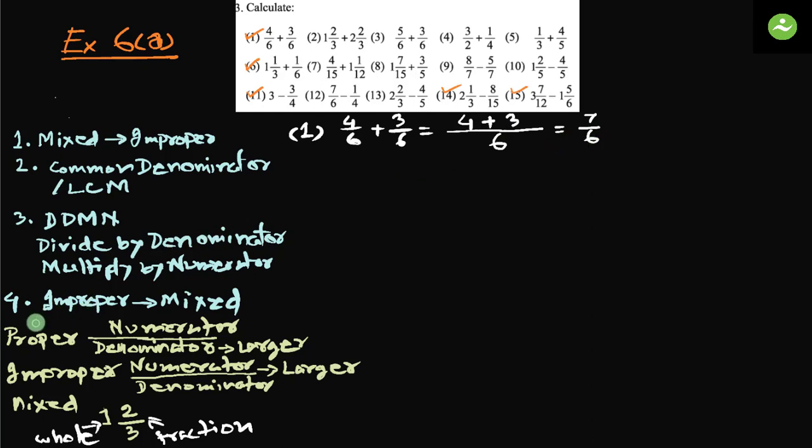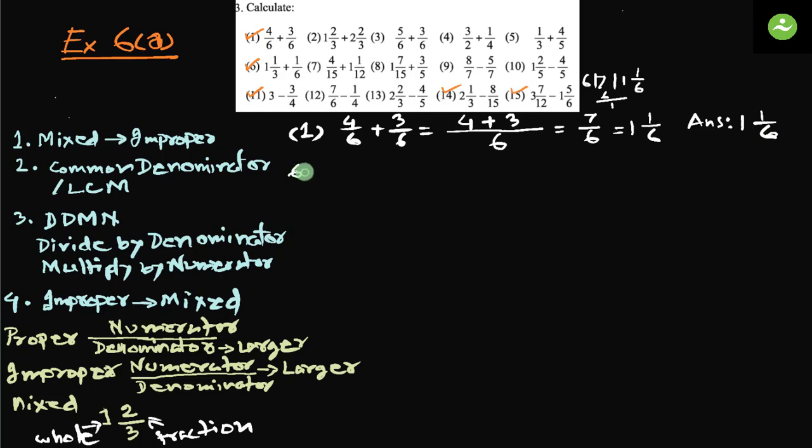All we have to do is step 4. Because this is an improper fraction, we have to change it to mixed fraction. How do we change improper to mixed? Just divide. Divide 7 by 6. 6 into 1, 6. And 1 is remainder. So 1 and 1/6, or 1 and 1/6, whatever you say. Equals to 1 and 1/6. Answer: 1 and 1/6.